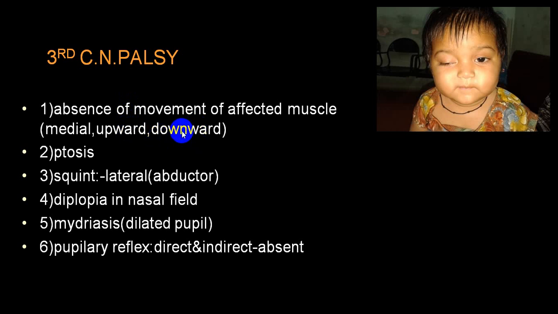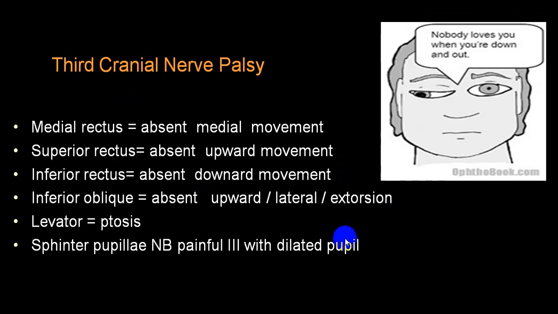Downward movement will be because of unopposed action of superior oblique. So that will be there. So third cranial palsy, absence of medial movement, absence of upward movement, absence of downward movement, but that part of the downward movement will be done by superior oblique. Inferior oblique will be doing upward and laterally. So this lateral movement will be done by lateral rectus. And levator palpebrae, you will get ptosis. So that will be together and pupillary reflex will be affected.